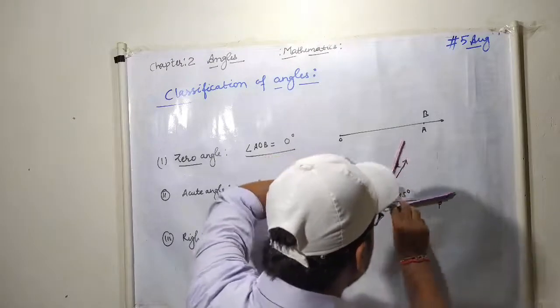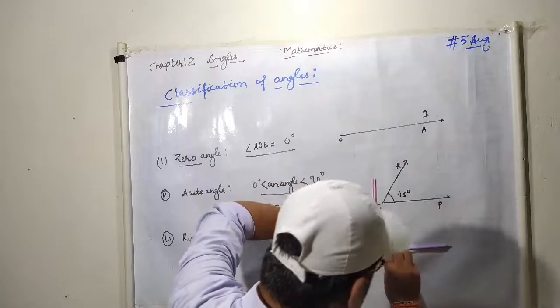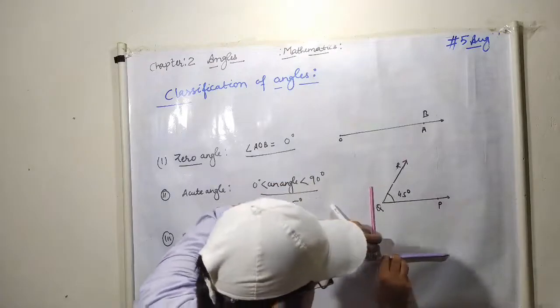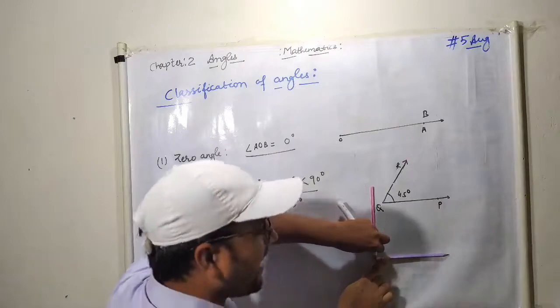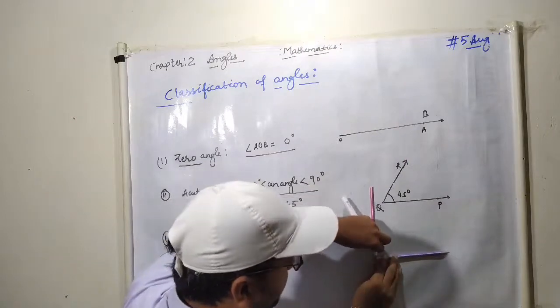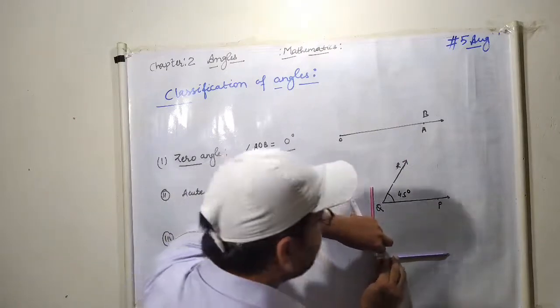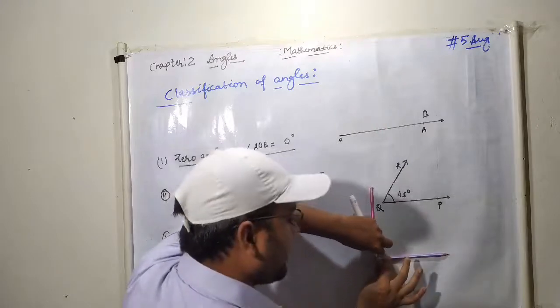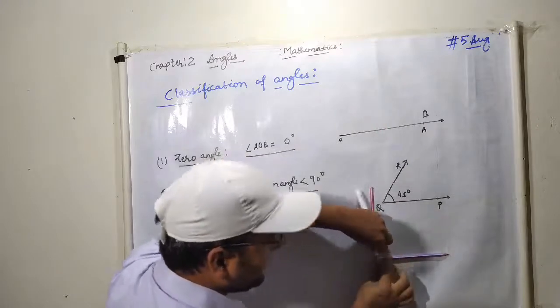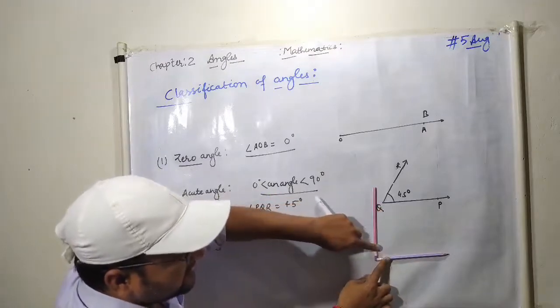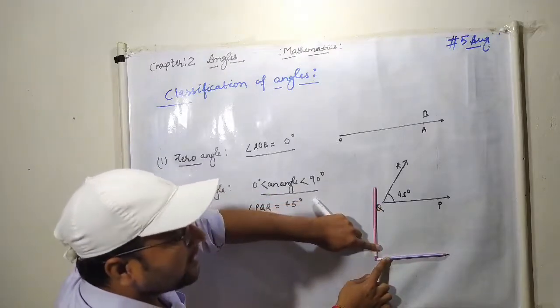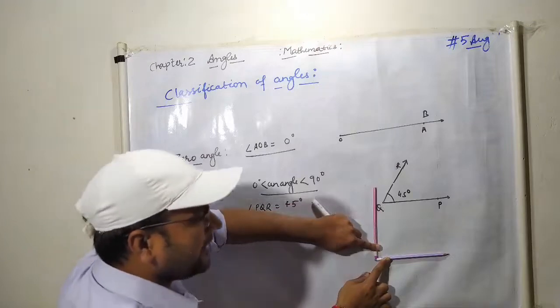And when you get this type of symbol anywhere, it always represents a right angle. Okay, this is the shape of an L. It represents a right angle, meaning 90 degrees. This is the symbol of a 90 degree angle.